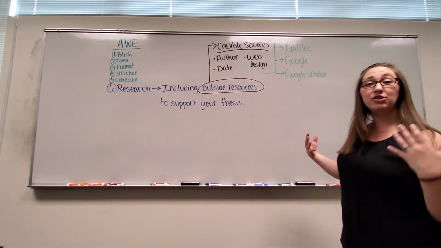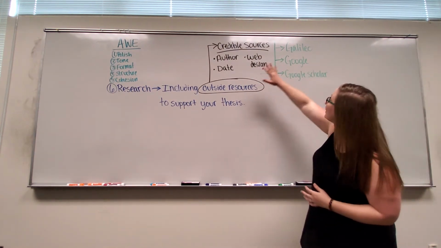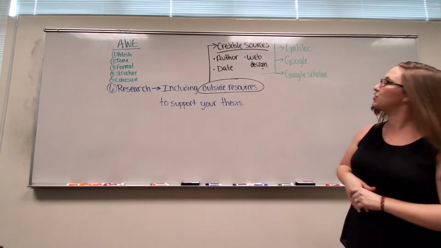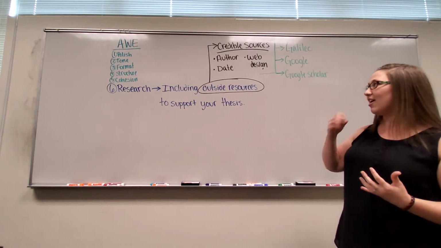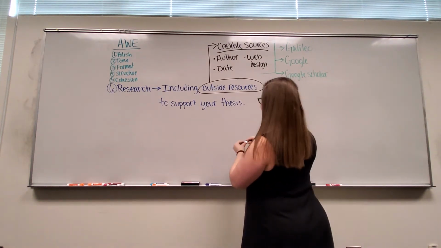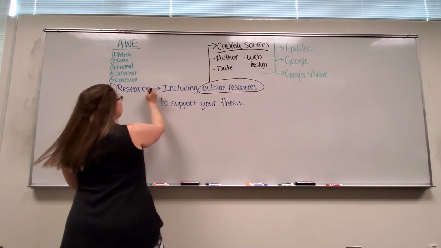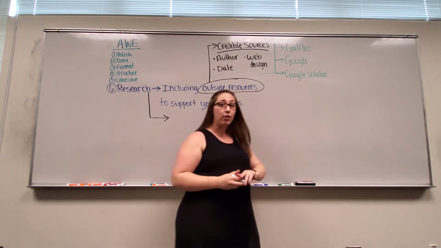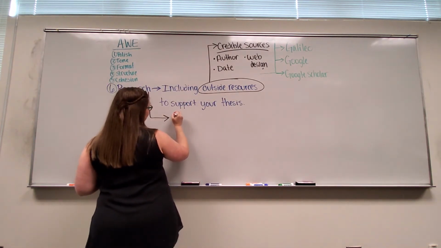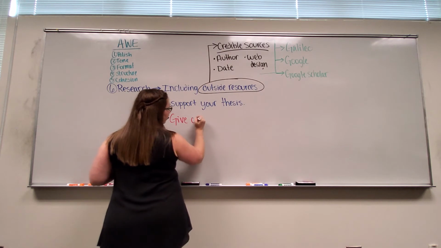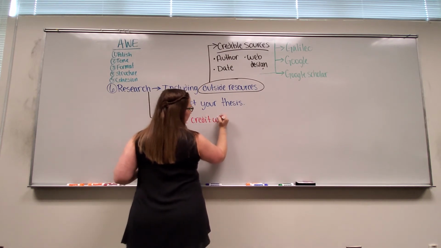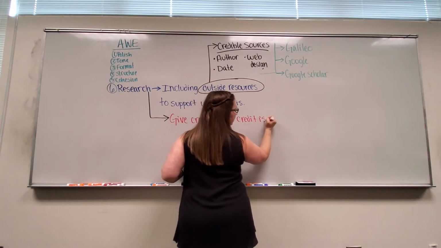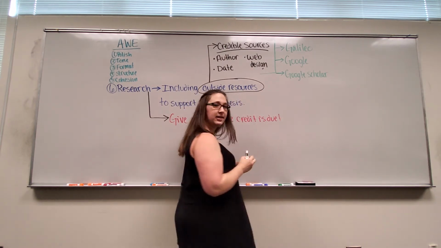Now, when it comes to incorporating research, we have our credible sources, and you can start searching for these by looking at Galileo. But when it comes to incorporating this within our essay, there is a huge rule that we need to remember and follow to avoid plagiarism. And this is: give credit where credit is due. Seriously.